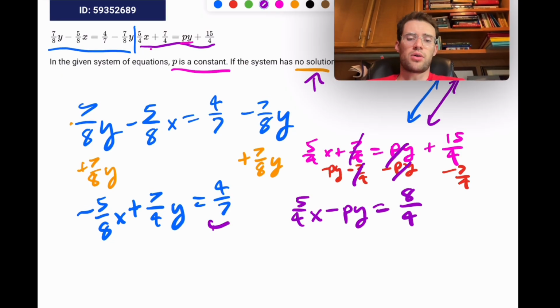So don't worry about, oh, this is 4 sevenths, 8 fourths, that would be an ugly number to change it to make them the same. We don't want them to be the same. So the fact that they are very different is a good sign for us. Now we want the left sides to be identical.